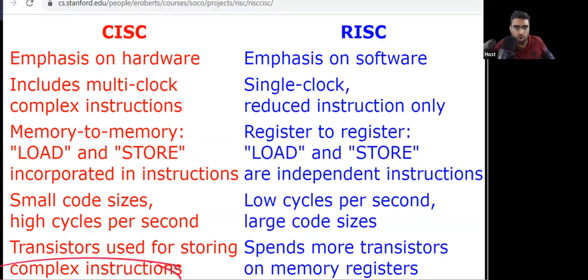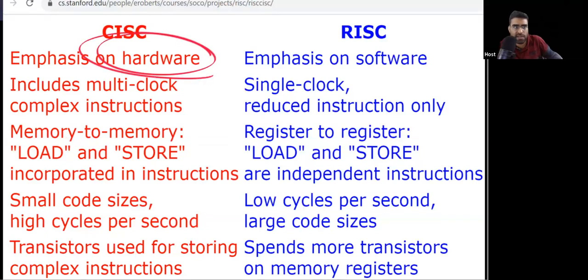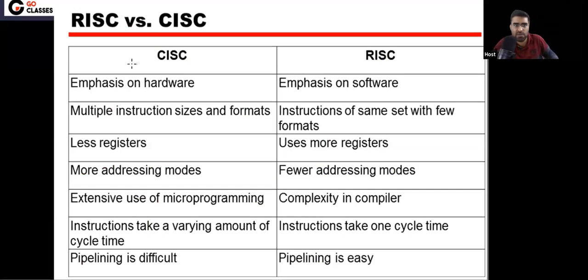So you can easily see the hardware is complex in the CISC. So remember, you have complex hardware, and if you have complex hardware, then you need more transistors. In the RISC, we have easy hardware. The hardware is not complex. So all these differences we have seen, RISC versus CISC.